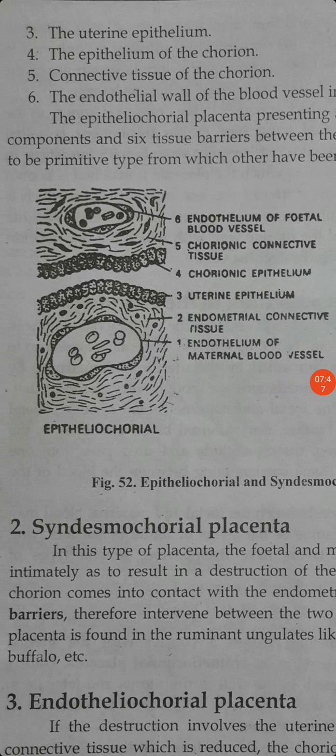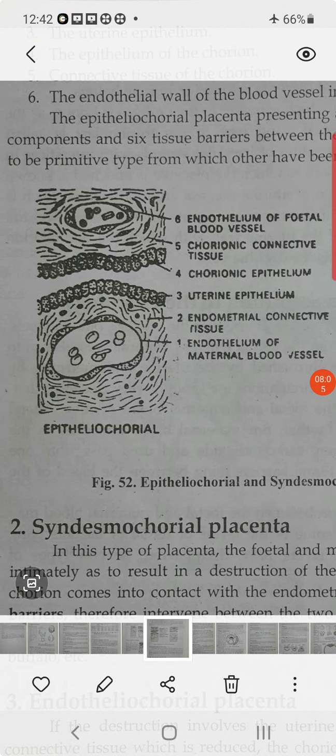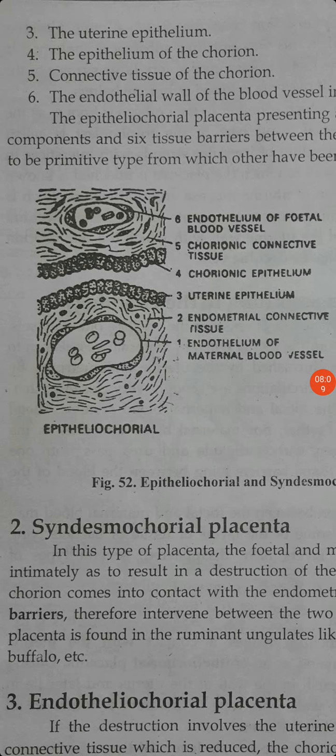It is formed by the fetal tissue and maternal tissue. In some cases, only fetal tissues are taking part, but in some cases, the maternal tissues are taking part. According to that, we have seen the fetal tissue, the three types. But here now we are talking about the cells taking part in the formation of the placenta. So, first one, epitheliochorial placenta.